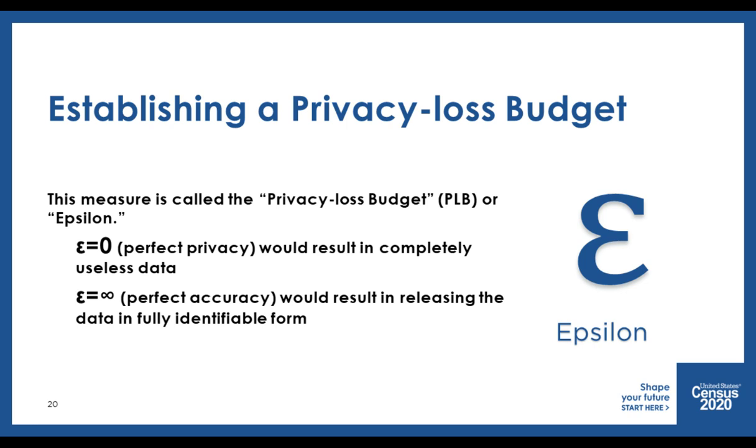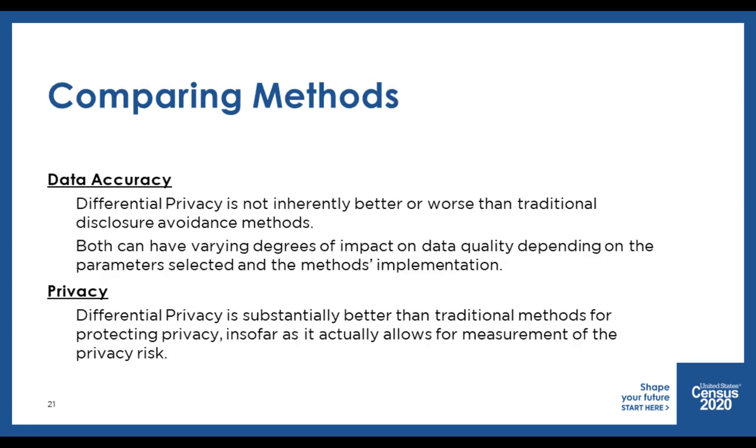Much like a monetary budget, the lower your privacy loss budget, the less privacy you're willing to give up. An epsilon of 0 would be the world of perfect privacy, but completely useless data. An epsilon of infinity would be the world of perfect data, but no privacy protections at all.